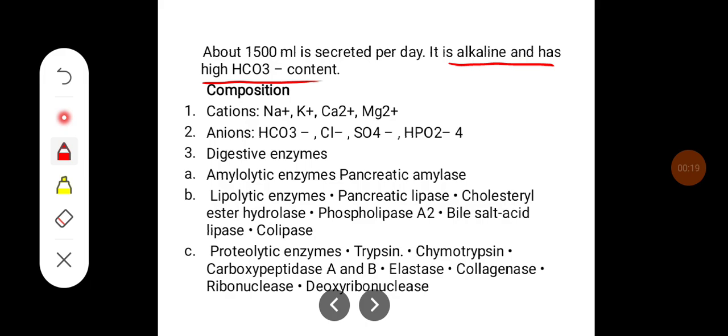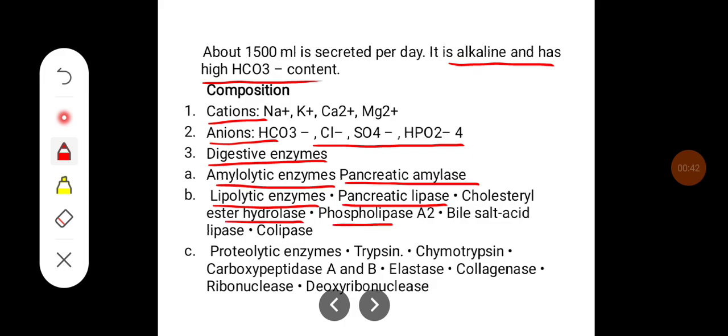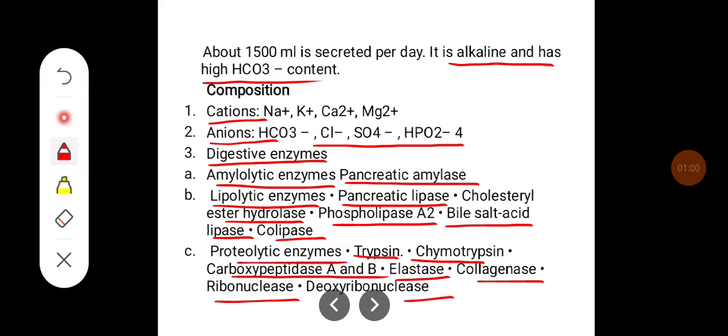If you see the composition of pancreatic juice, it contains cations like sodium, potassium, calcium, magnesium, anions like bicarbonates, chlorides, sulfates, and phosphates, and digestive enzymes which comprise amylolytic enzymes like pancreatic amylase, lipolytic enzymes like pancreatic lipase, cholesterol ester hydrolase, phospholipase A2, and bile salt acid lipase and colipase. And proteolytic enzymes include trypsin, chymotrypsin, carboxypeptidases A and B, elastase, collagenase, ribonuclease, and deoxyribonuclease.